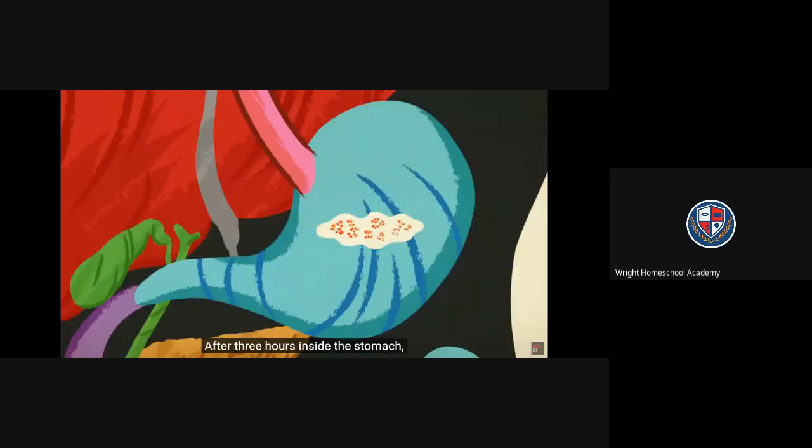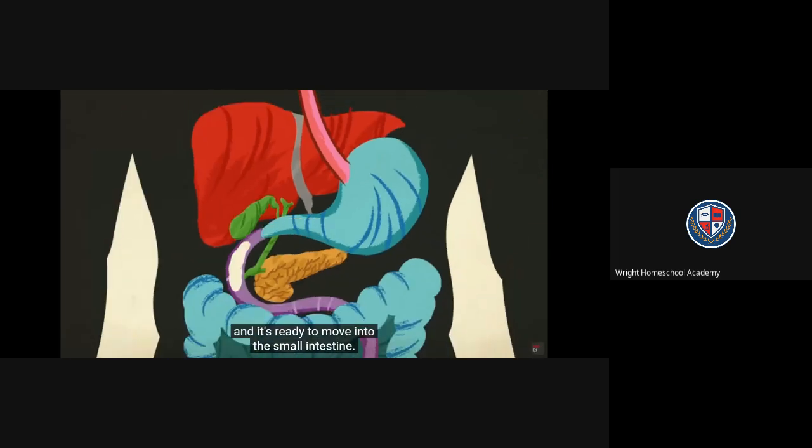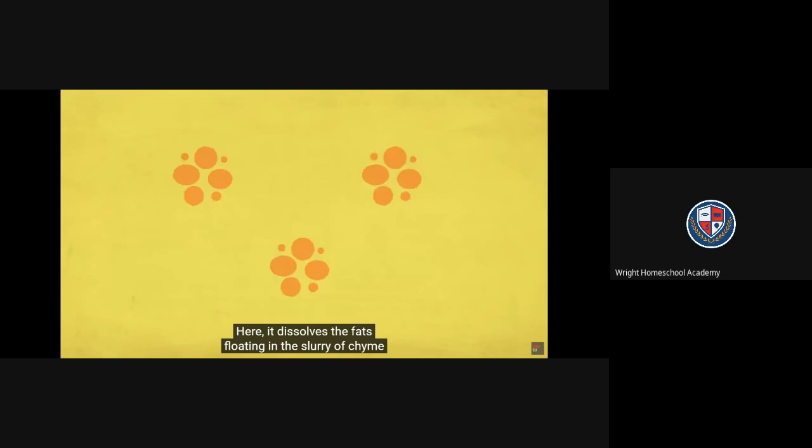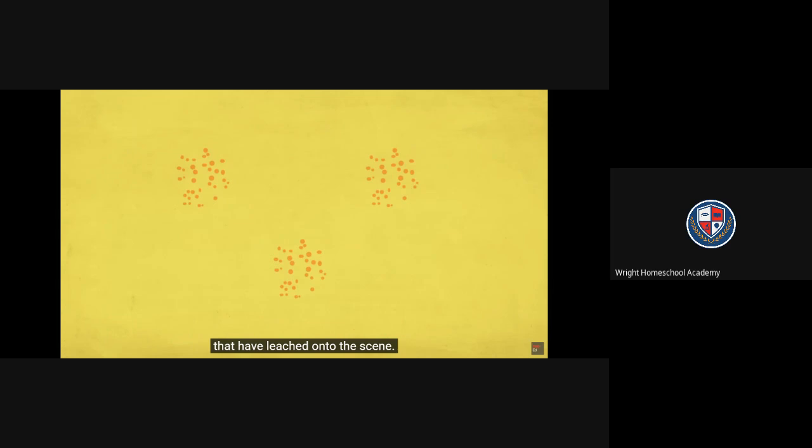After 3 hours inside the stomach, the once shapely bolus is now a frothy liquid called chyme, and it's ready to move into the small intestine. The liver sends bile to the gallbladder, which secretes it into the first portion of the small intestine, called the duodenum. Here, it dissolves the fats floating in the slurry of chyme so they can be easily digested by the pancreatic and intestinal juices that have leached onto the scene.